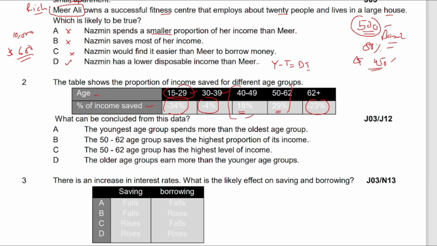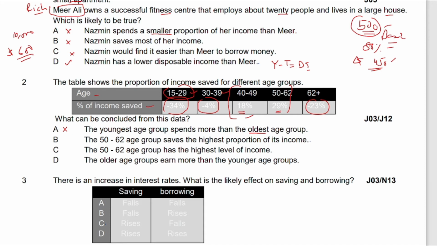So now, what can be concluded from the data? The youngest age group spends more than the oldest age group. This is not correct, because the youngest earn very low income and they would be spending very little out of their income, and the oldest people might have a lot of property, they might have earned a lot of money in their lives, and they may be spending a lot, especially on medical care and things like that.